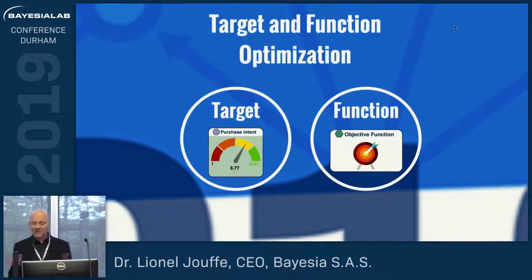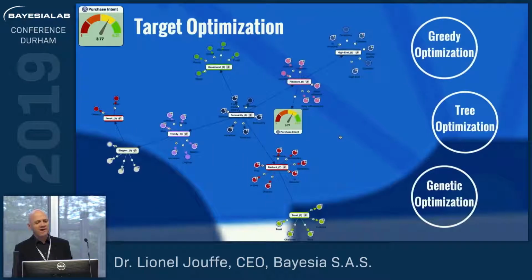So either target or function nodes. Function nodes are these little green nodes that you have here that work like kind of APIs within Bayesian networks. I'm going to start with the target optimization. Optimization is in the sense of what is a sequence of actions or evidence you can set in your Bayesian network in order to increase the probability of states or increase the mean value of your target or things like that. And we have 3 types of optimization.